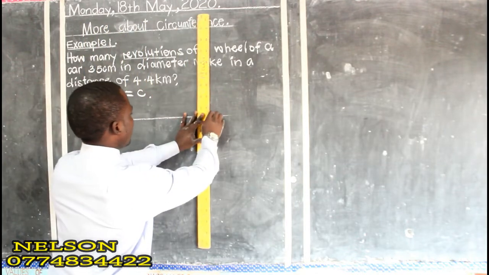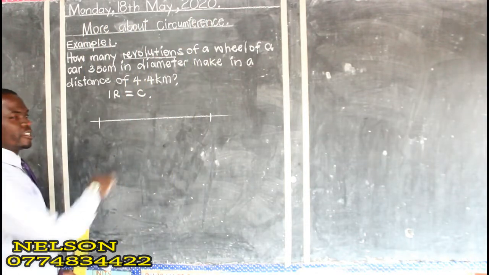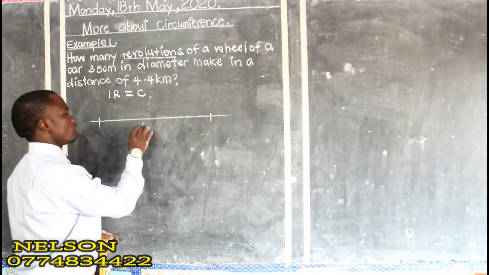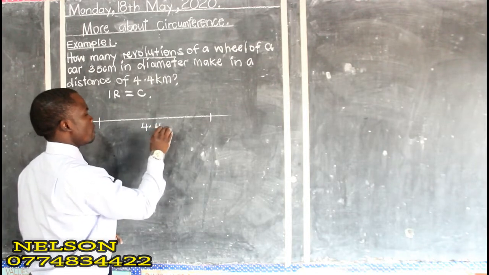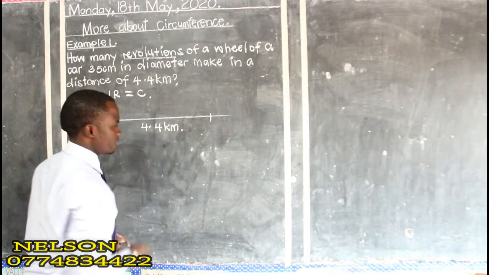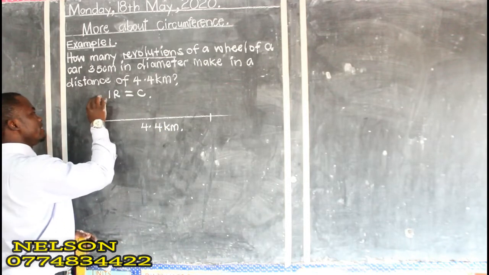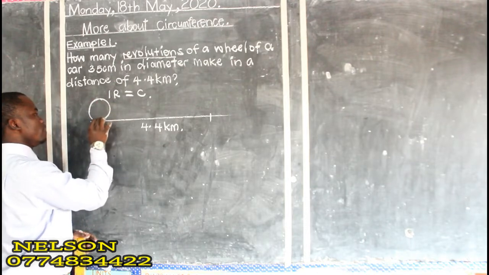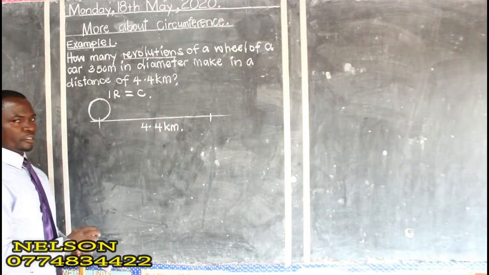That is the beginning point, and this is the beginning point. That is my distance. From here up to here, I will call this my 4.4 kilometers. Okay? And this is the wheel of the car. That is the beginning point.